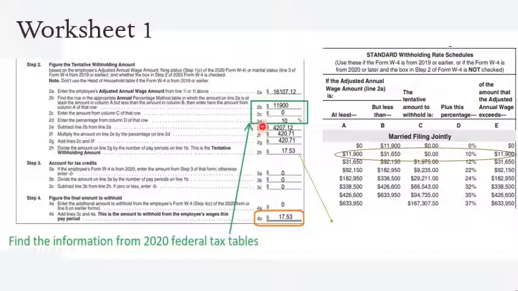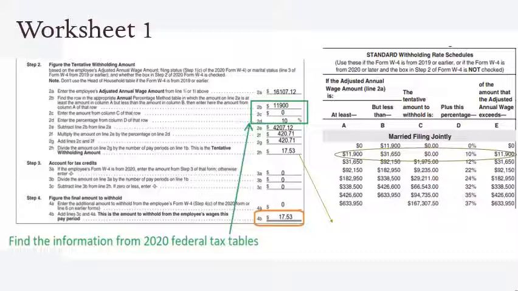And so to get this number on line 2E, we have to subtract 11,900 from $16,107.12, and then that gives us this amount here on line 2E, which is $4,207.12. And now for this number on line 2F, we have to take 10% and multiply that by $4,207.12, and that gives us $420.71.